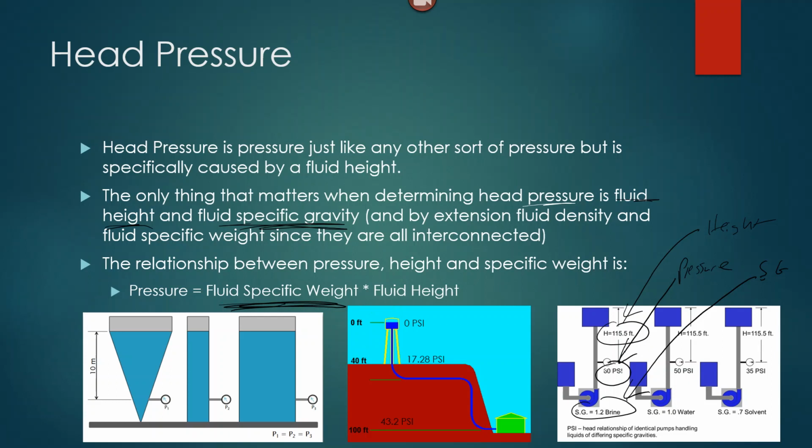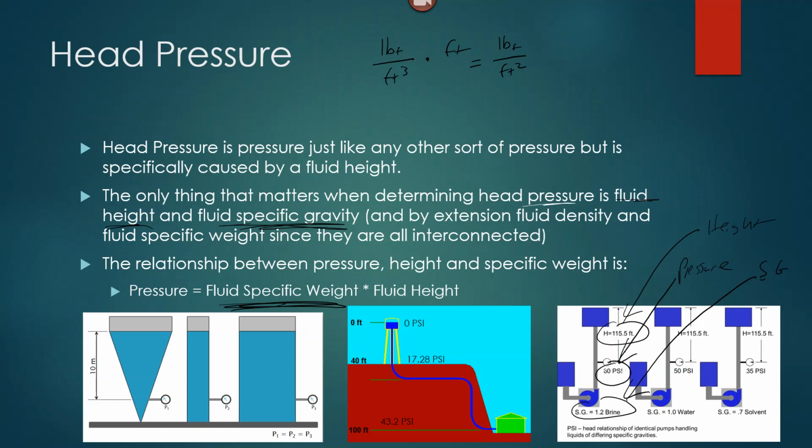So how does that work out? Well, let's say we have our specific weight in something like pounds force per foot cubed. We multiply it by some height in feet. We're going to knock off the cube and it's going to go to squared. So our final units are going to be pound force per feet squared, which we know is a pressure. So the fluid height is the only thing that determines pressure.